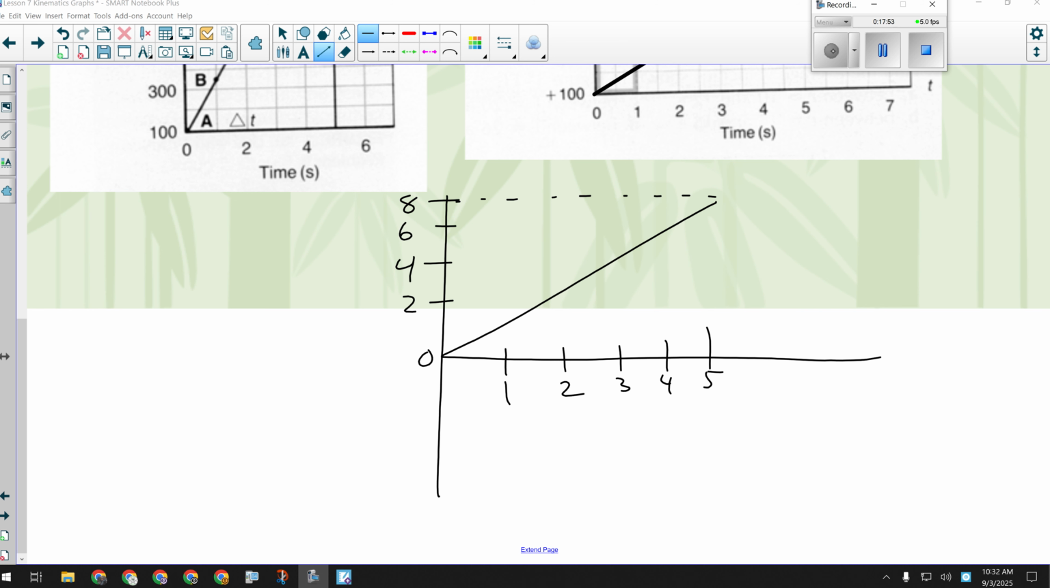So everybody went, okay, the base of this triangle is 5, and the height of this triangle is 8, and the area of a triangle is the base times the height divided by 2. So when you did that, you went 5 seconds times 8 over 2, and you probably got 5 times 4, 20 meters. Absolutely right. Why does that work?